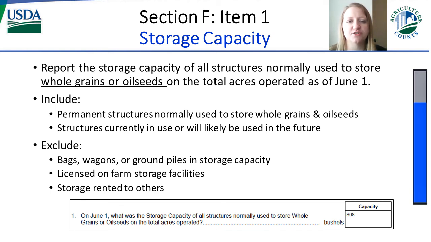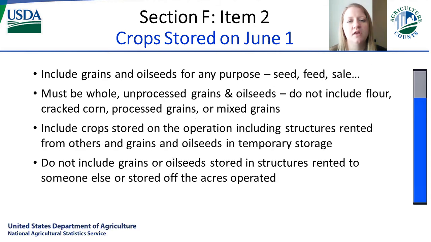Do not include storage for crops such as hay, corn silage, potatoes, fruits, vegetables, etc. Include permanent structures normally used to store whole grains and oilseeds. Include structures currently in use or will likely be used in the future. In storage capacity, exclude bags, wagons, or ground piles, licensed on-farm storage facilities, and storage facilities rented to others.